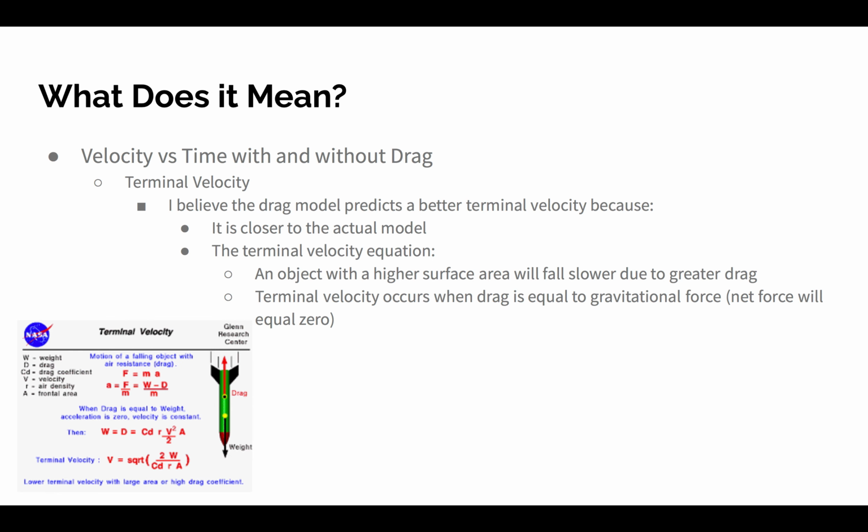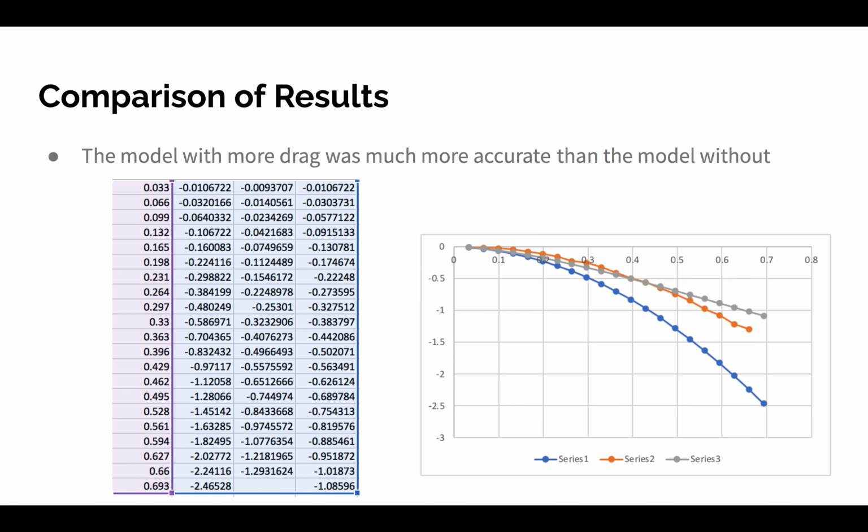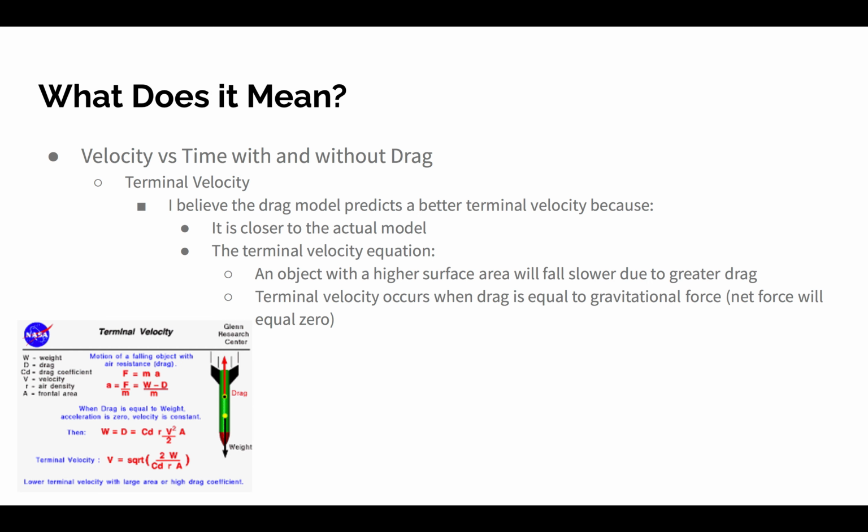What does this mean? Velocity versus time with and without drag have to do with terminal velocity. I believe the drag model predicts a better terminal velocity because it is closer to the actual model. As showed in the last slide, you see the orange and gray lines are closer to one another. And the terminal velocity equation has to do with drag force. The terminal velocity equation states that an object with a higher surface area will fall slower due to greater drag. Terminal velocity occurs when drag is equivalent to gravitational force. Therefore, the net force will equal zero.